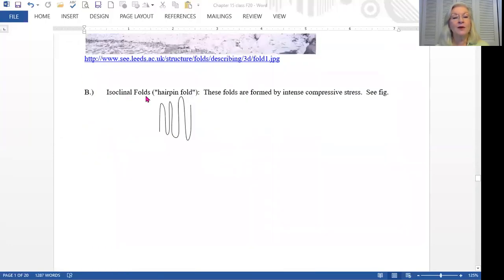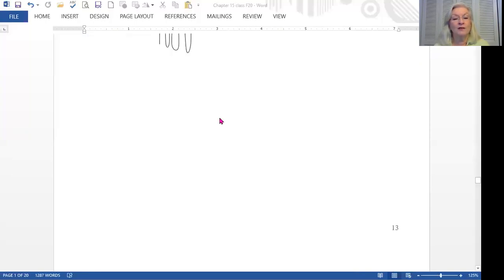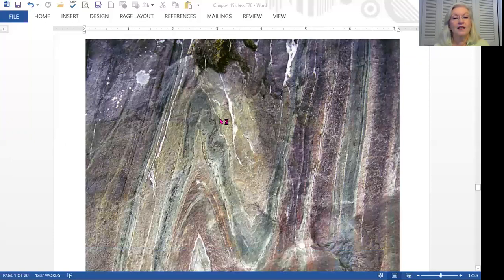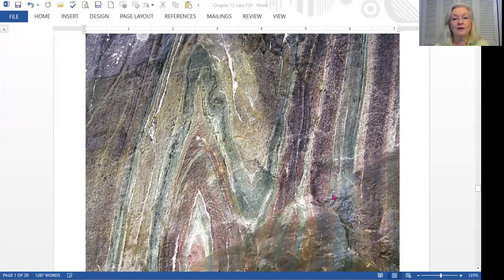An isoclinal fold or a hairpin fold, and again, you need to be able to draw it. They're formed by intense compressive stress. So you start out with that open fold and you smush, smush, smush, and the rocks come together and the fold gets tighter, tighter, tighter. I've always thought this looked like that ribbon candy you can buy at Christmas time. So the folds are very tight in an isoclinal or hairpin fold. And here is a photograph of one. You can see how we come up and down and up and down, and it's a tight fold.